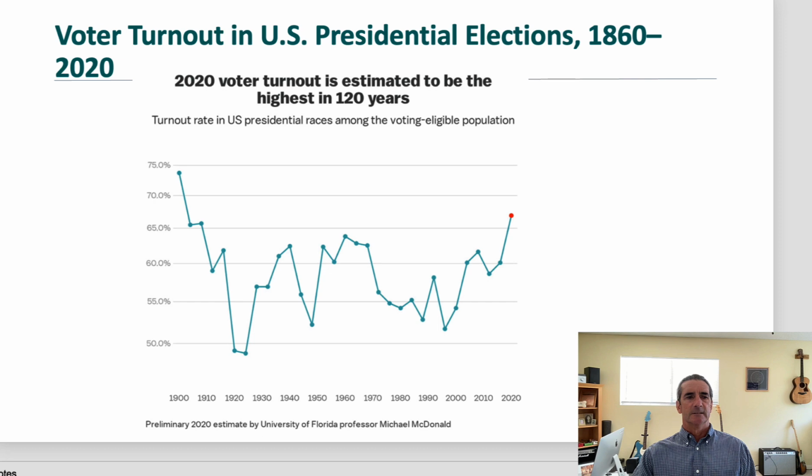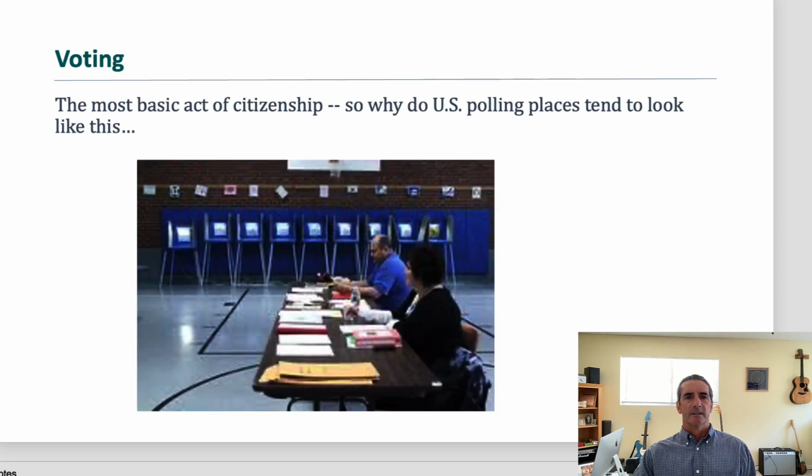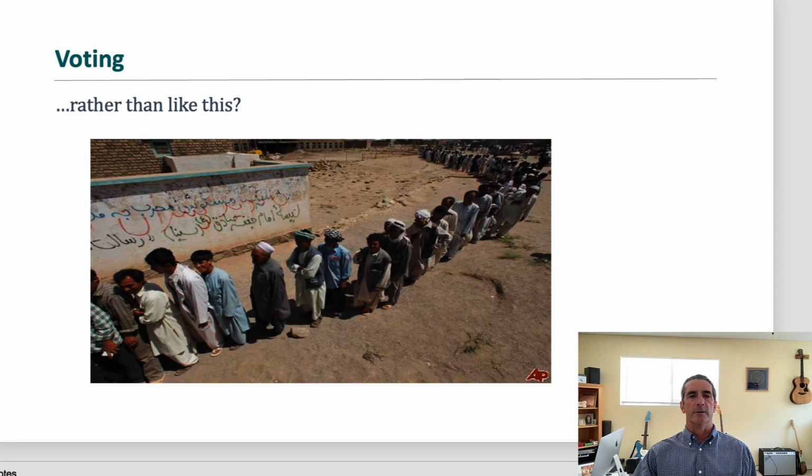Well, actually, we're not. For the most part, this is what American polling places tend to look like during most of the day on election day, pretty empty. As opposed to, say, this. This is a picture from the first democratic election in Afghanistan, where people walked for miles and queued for miles for the right to vote.